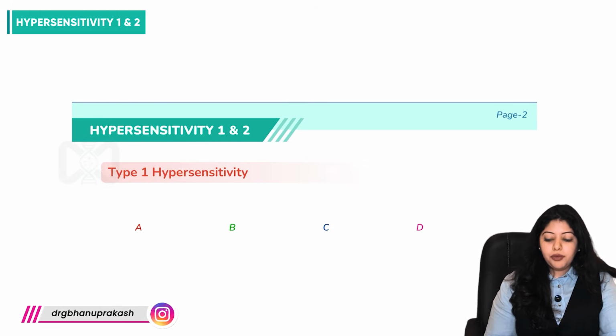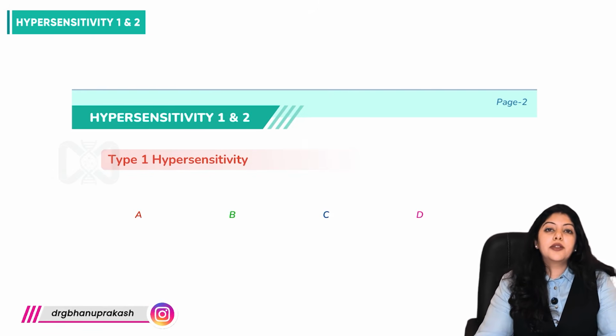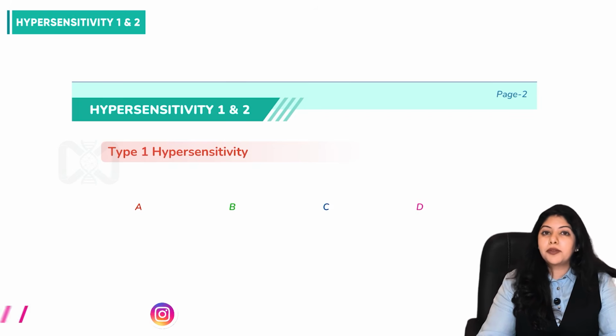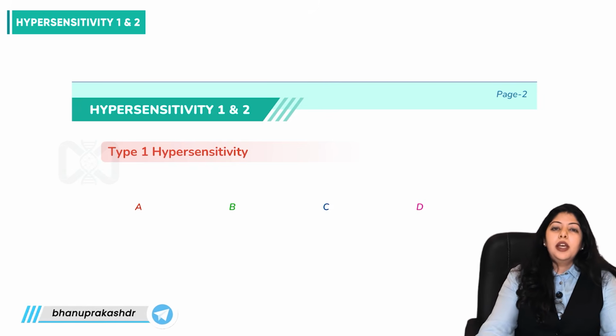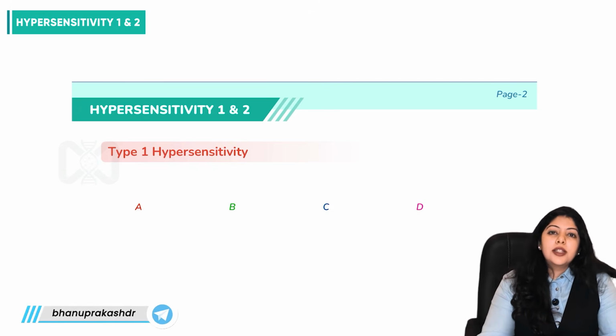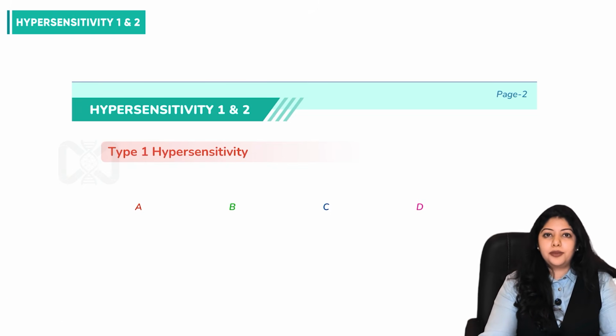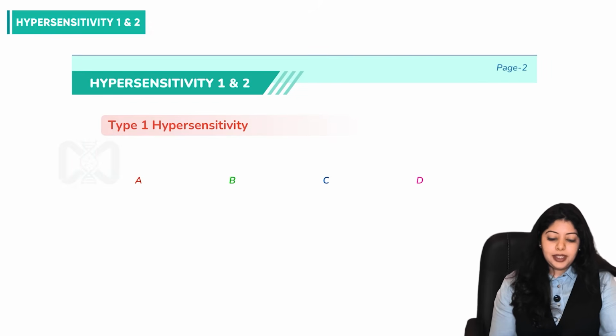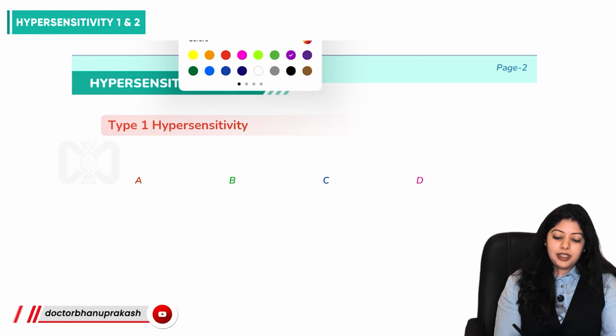So, firstly, before moving into the details of the mechanisms of these hypersensitivity reactions, we must know the meaning of hypersensitivity. It is an exaggerated injurious response which occurs in already sensitized individuals following contact with the same antigen, right? So, firstly, we have type 1 hypersensitivity.